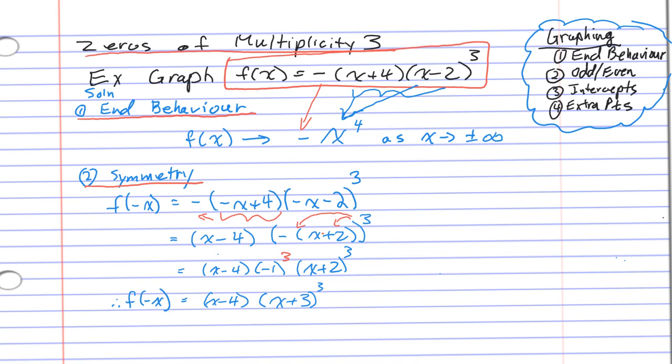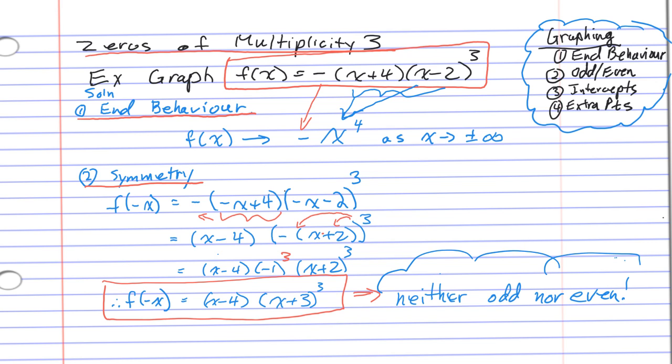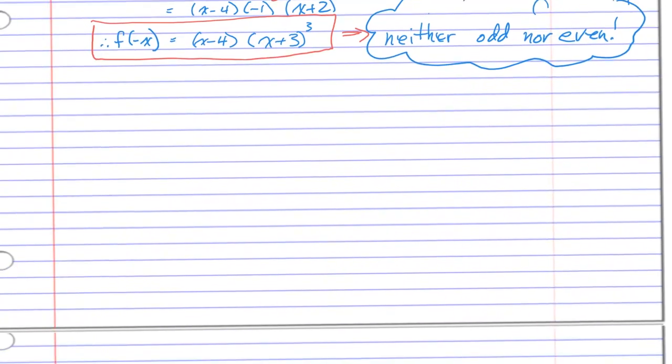So we have f of negative x is equal to this, which implies that this is not equal to f of x or negative f of x. So we can say that this function is neither odd nor even, which means there's no symmetry with respect to the x-axis or the y-axis. So now let's look at the intercepts.